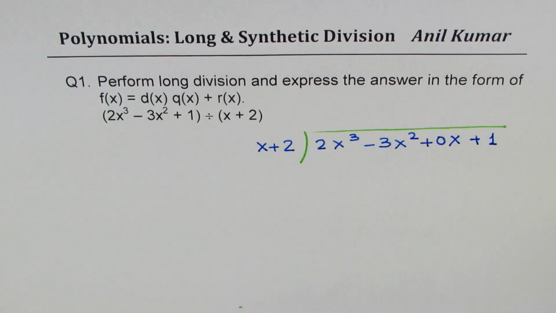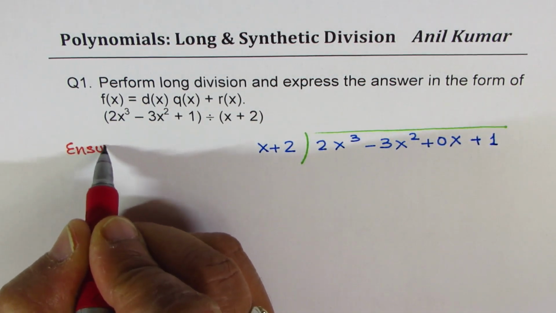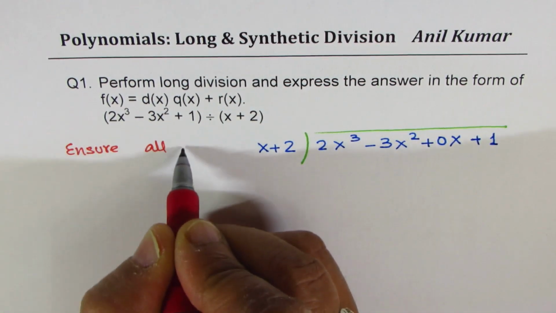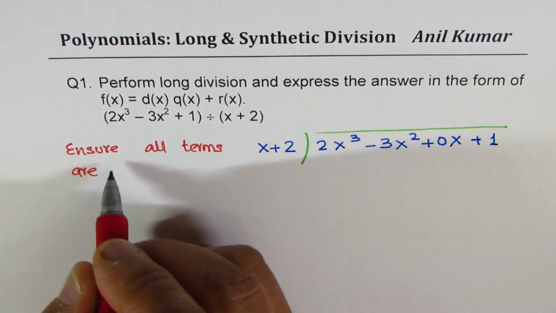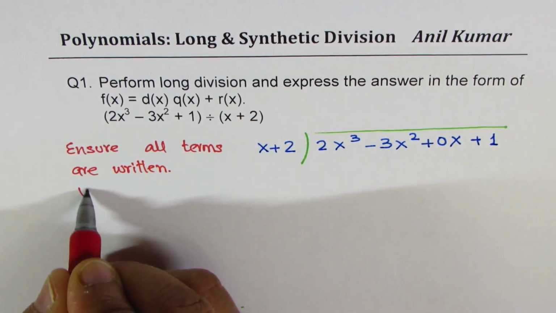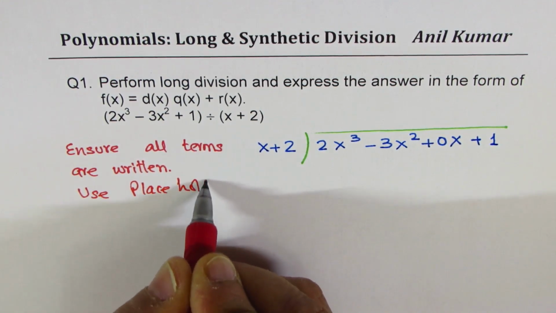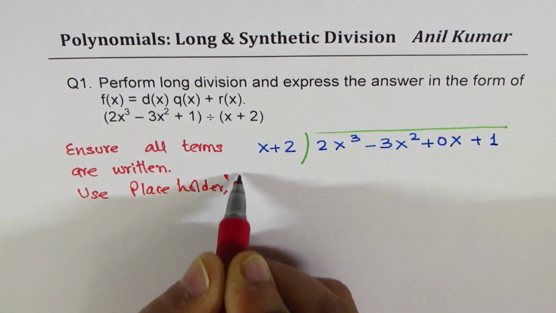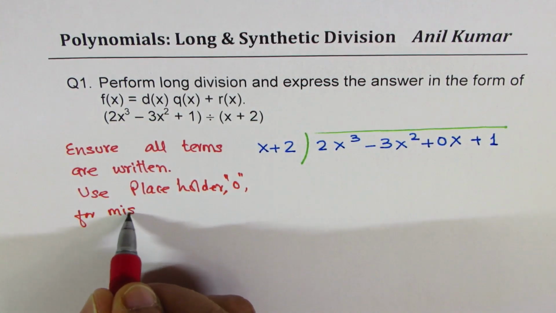That is, ensure all terms are written. Use placeholder, which is 0, right, for missing terms.